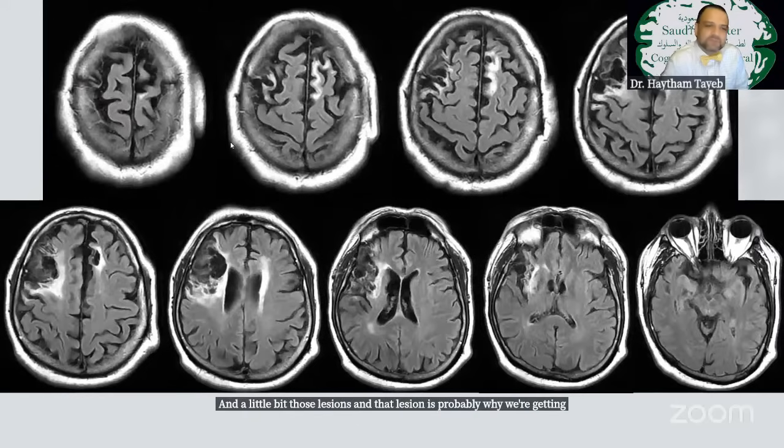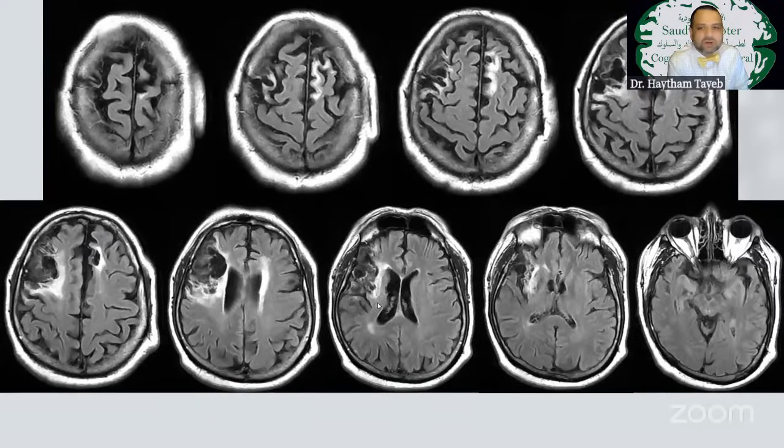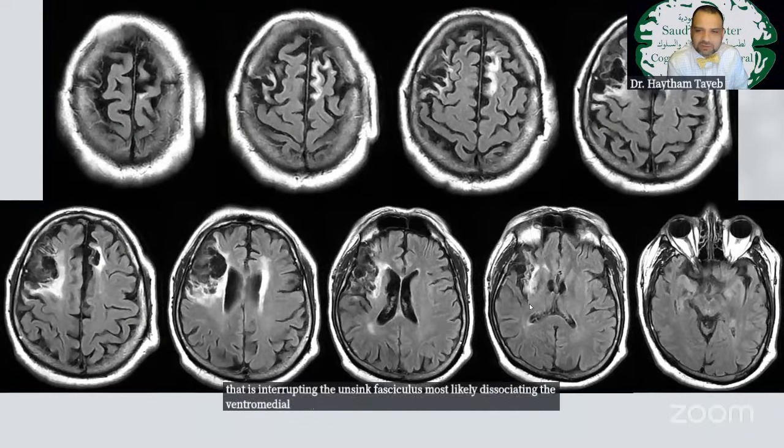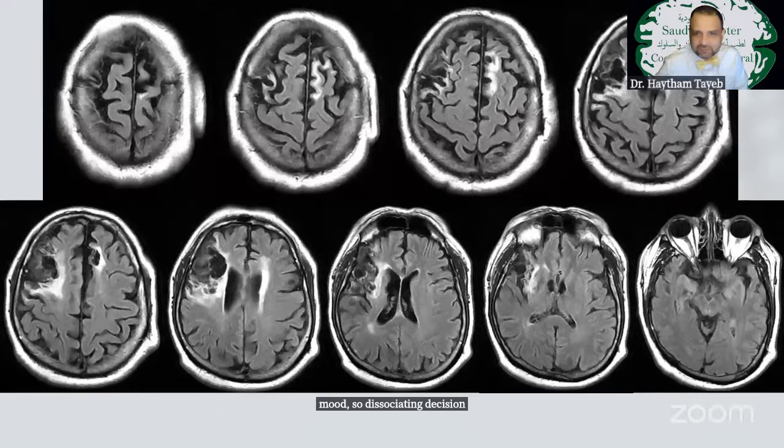That is probably why we're getting the abulia, being in the dorsomedial prefrontal cortex, and potentially this big dorsolateral stroke that is interrupting the uncinate fasciculus, most likely dissociating the ventromedial prefrontal cortex from mood, so dissociating decision making from the impact of mood on your decision making. That is why he's been risky and why he looks like he's bipolar.